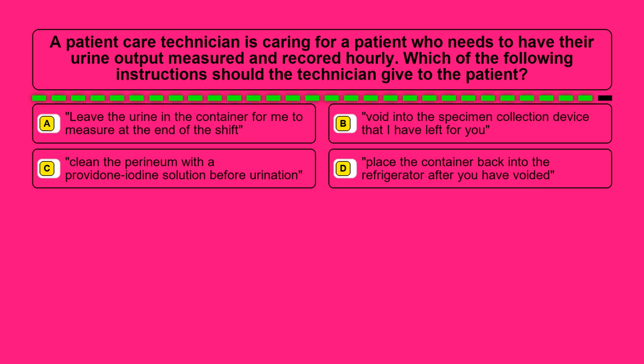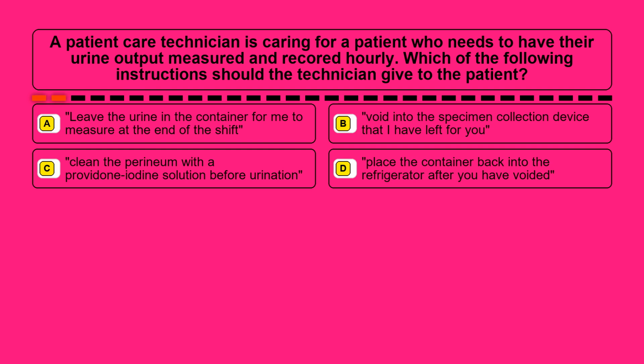Question 26. A patient care technician is caring for a patient who needs to have their urine output measured and recorded hourly. Which of the following instructions should the technician give to the patient? Option A. Leave the urine in the container for me to measure at the end of the shift. Option B. Void into the specimen collection device that I have left for you. Option C. Clean the perineum with a povidone iodine solution before urination. Option D. Place the container back into the refrigerator after you have voided.